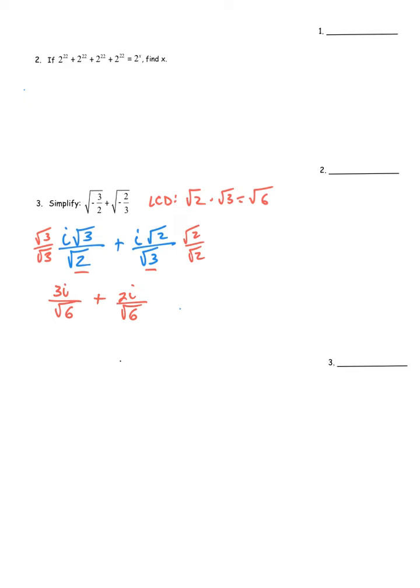We have 3i over rad 6 plus 2i over rad 6, which is going to be 5i over rad 6. And then technically, we should probably write that as 5 over rad 6 times i. And then we need to rationalize the denominator here. So we need to multiply our fraction here by rad 6 over rad 6 to get that rad 6 out of the denominator. So we're going to have 5 rad 6 over 6 times i. That's our solution.